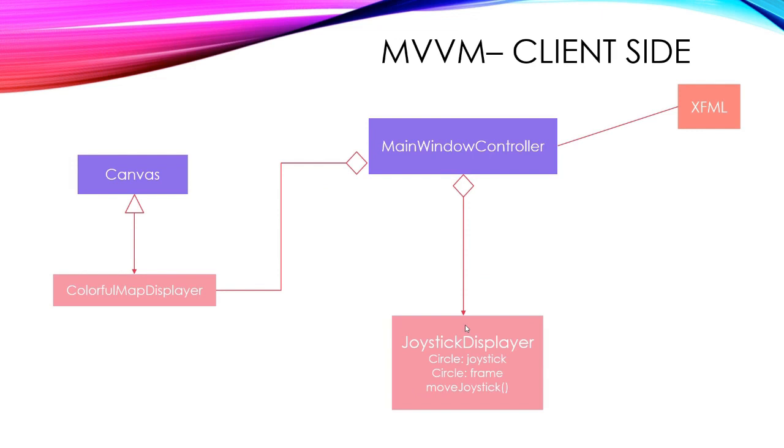Let's talk about the client side. We've implemented the client side based on MVVM architecture. The view has two main data members that are used to define the view functionality. The joystick displayer, which defines the functionality of the joystick, and the colorful map displayer, which extends the canvas and is responsible for the map functionality.